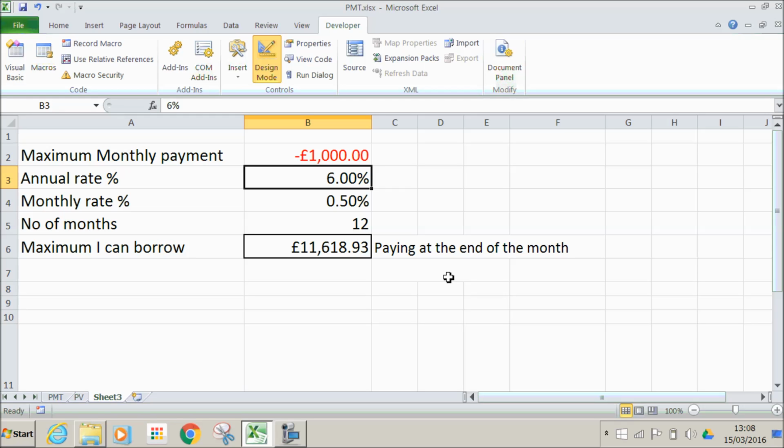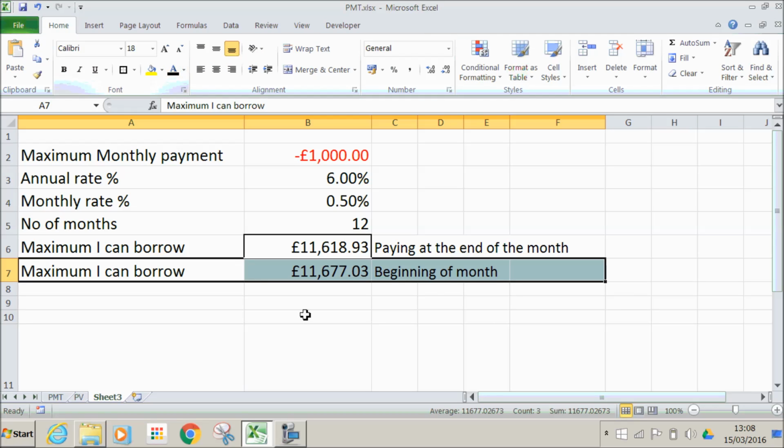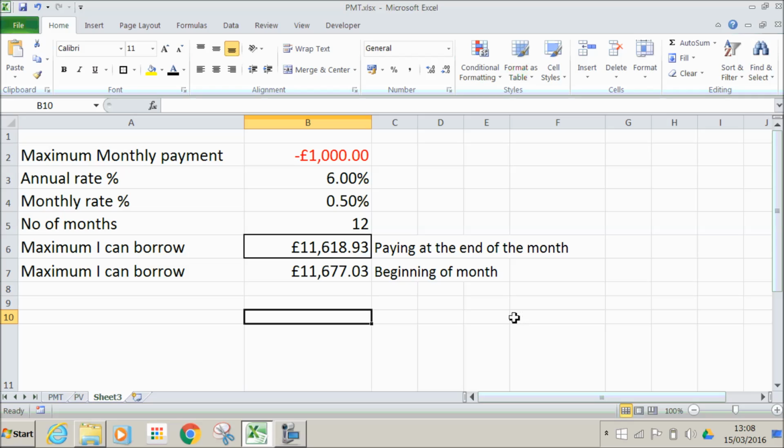If I want to pay at the beginning of the month, then in the formula here I just have to change this number to 1. So I will just show the difference in the calculation. So if I'm prepared to pay at the beginning of each month, then the maximum I can borrow is a little bit more.